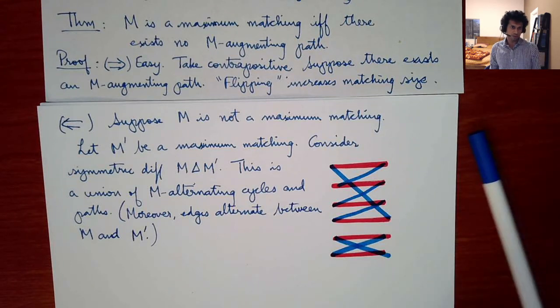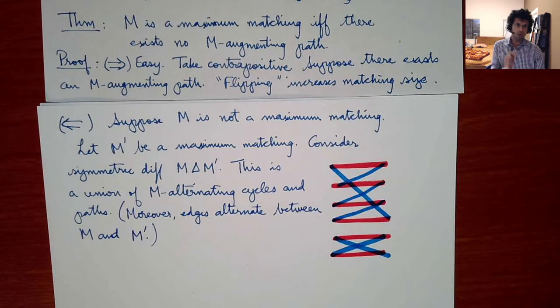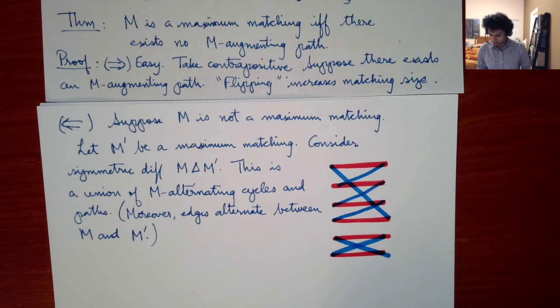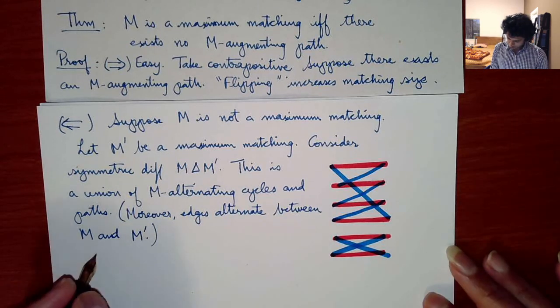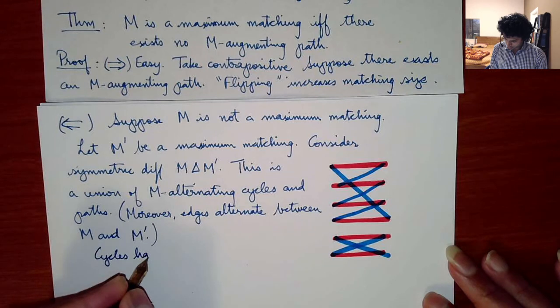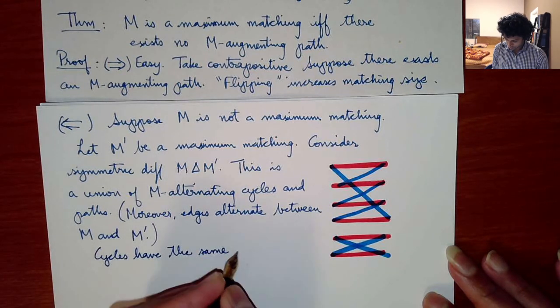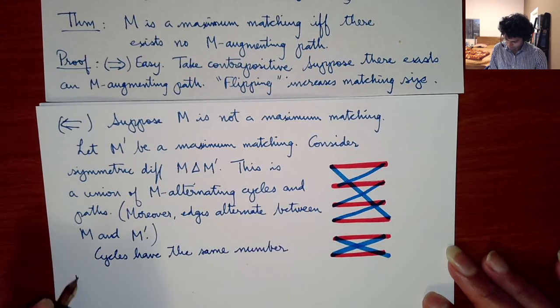What you do is you simply follow one of the matching edges. You can imagine following one of the matching edges forward and the other one backwards. And you get a collection of alternating paths and cycles. So the edges alternate between M and M prime. The cycles have the same number of M and M prime edges.